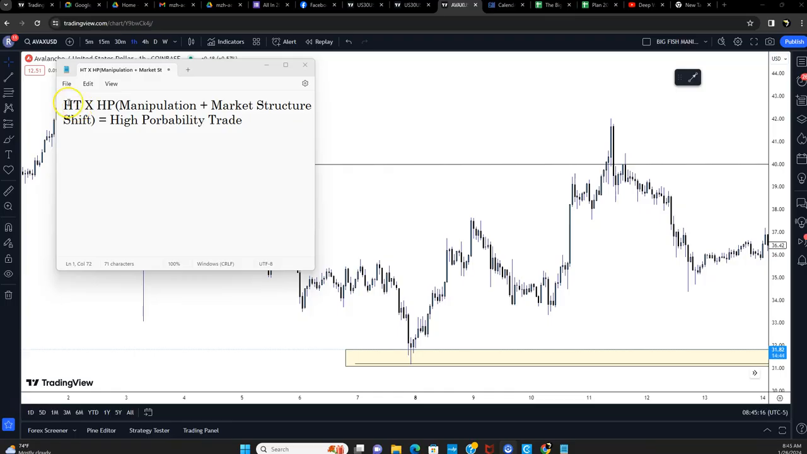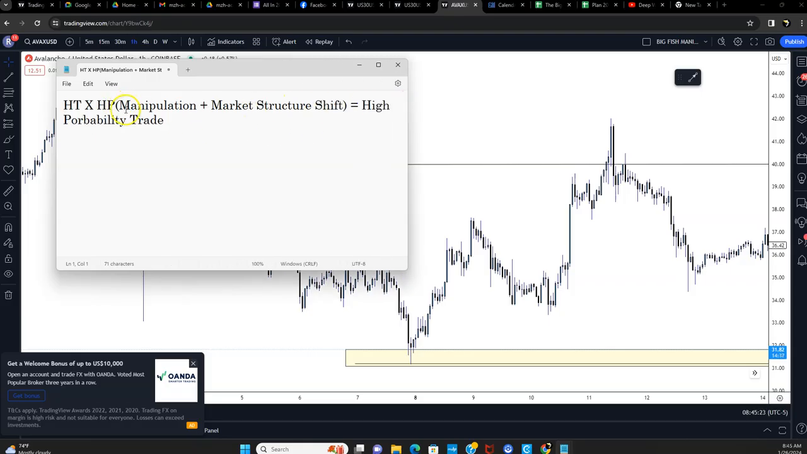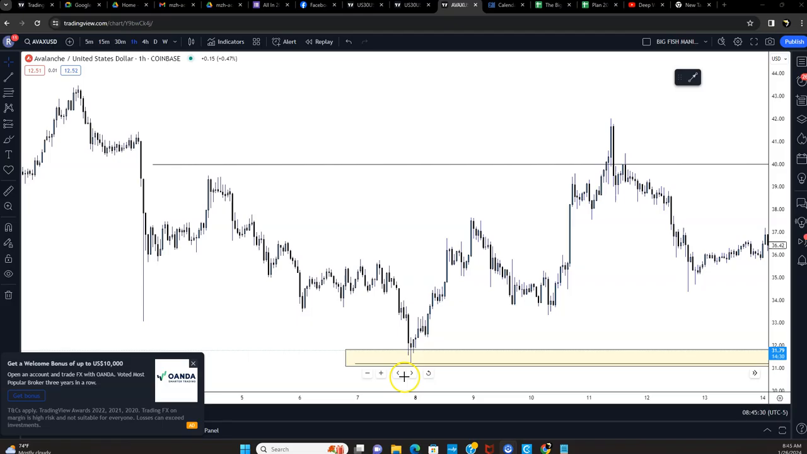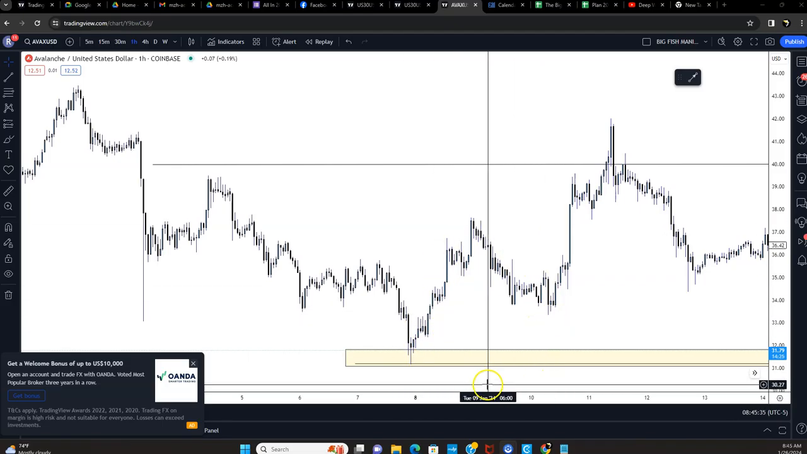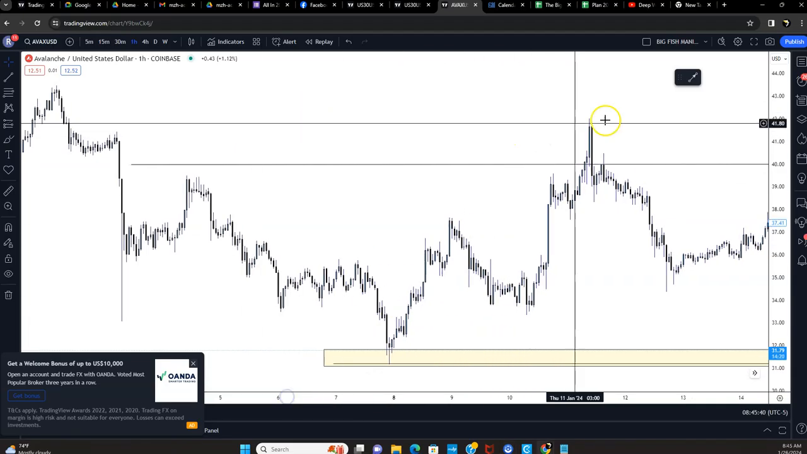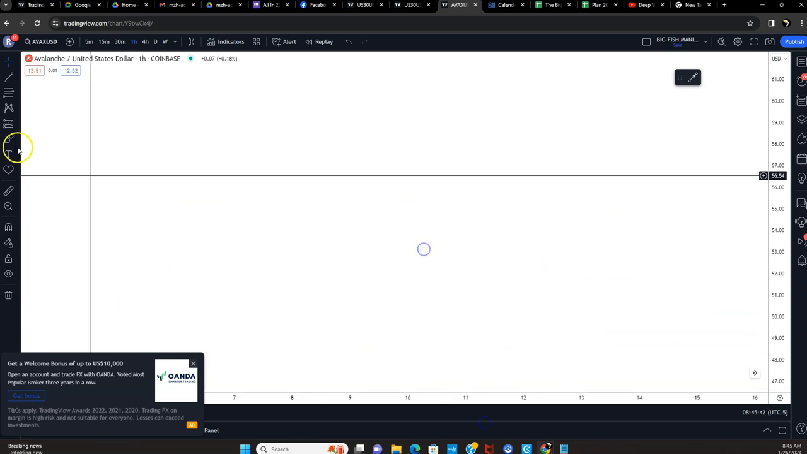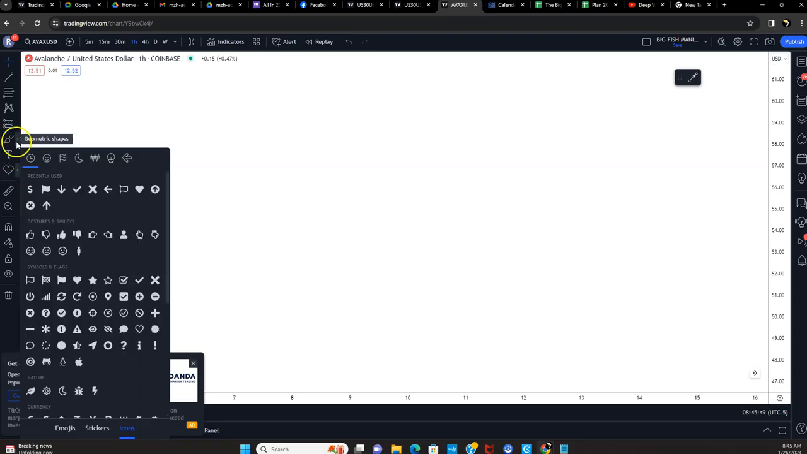So the high probability time multiplied by the high probability price. High probability price is defined as manipulation plus market structure shift. So this right here is a high probability price. It's a manipulation at the bottom, and this is a market structure shift because it failed to break the previous low. That's what a market structure shift means. In terms of market structure, you should already know based on the other courses, which I advise you go watch if you don't know what a market structure shift is.